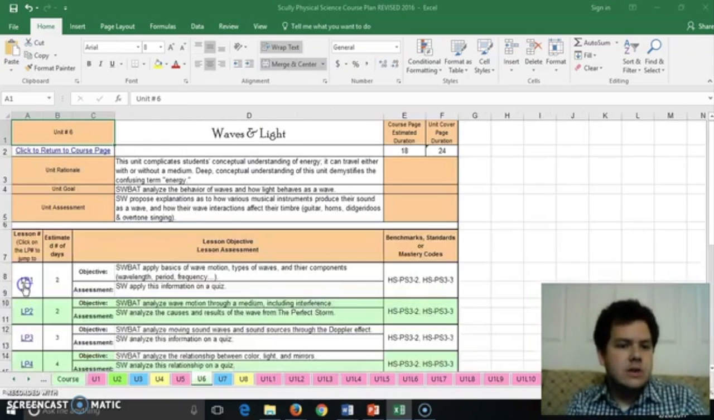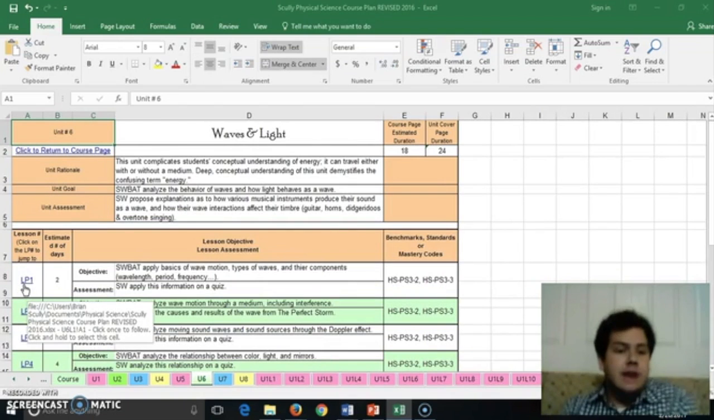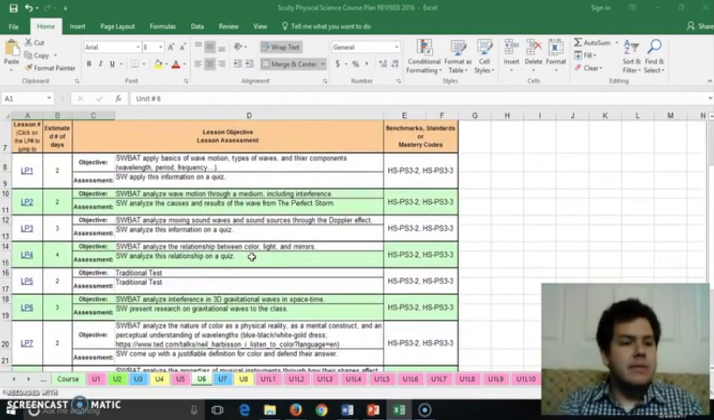So let's click on the 6, go over to Unit 6. Here is my waves and light unit cover page. You'll notice I have the unit goal, unit rationale, and the assessment already written on the top. I've been teaching this unit for a little while. We're about to have a performance assessment. So we're going to go down to the bottom of the lesson plans.